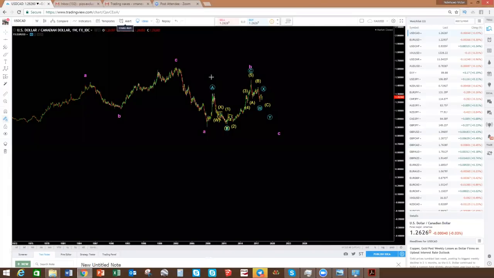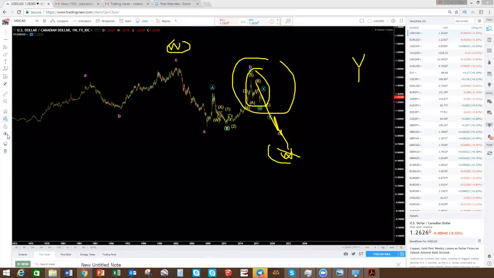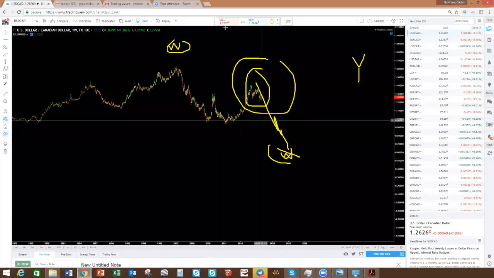Oh, the X is not visible on this one. That was the W, that is the X here, and then we're going to get a Y. So where are we now? We are here, busy with this X move. So we are going to focus there for a down move.